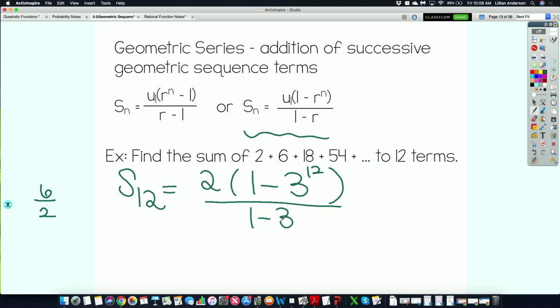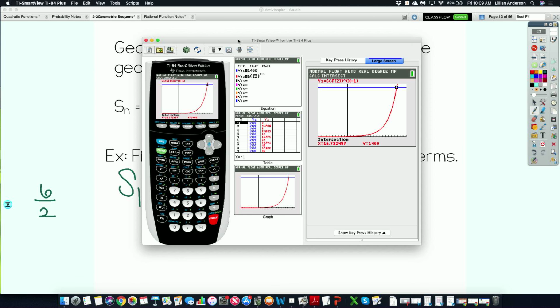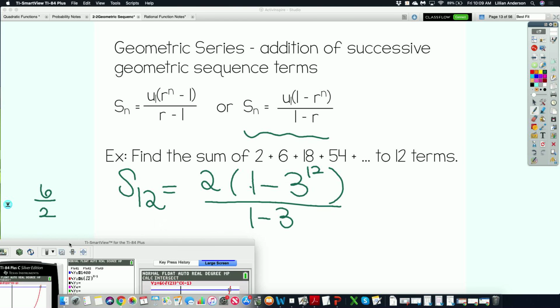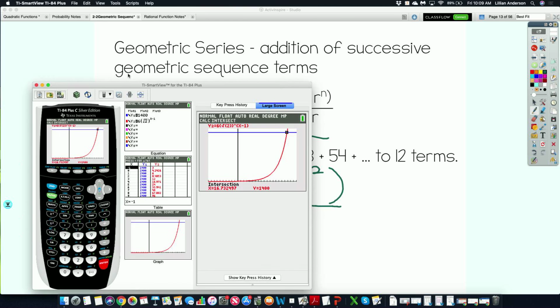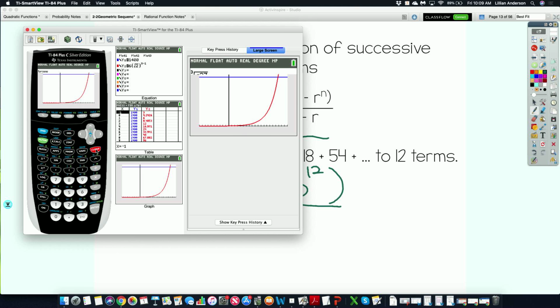Now from here, you can just stop. You can plug it into your calculator. That's all well and good. So again, the one thing I don't want you to do is to subtract 1 minus 3 to the 12th power. Don't say this is negative 2 to the 12th power. That's not correct. Okay? So at this point, I'm going to go into my calculator. Get out of this, go to my home screen.